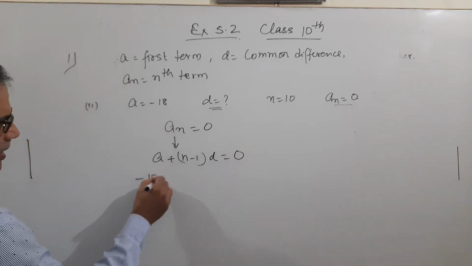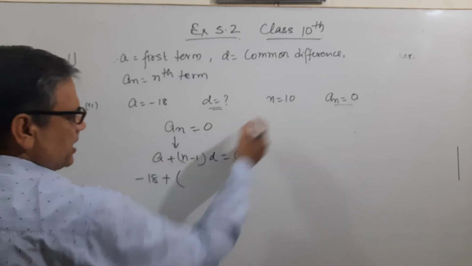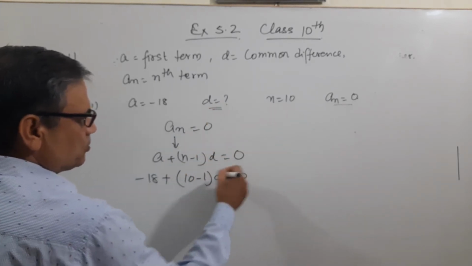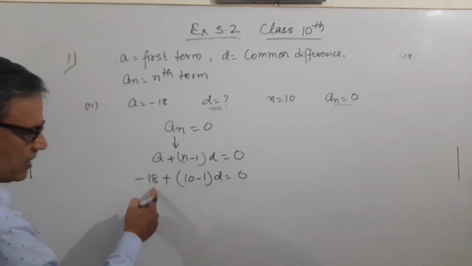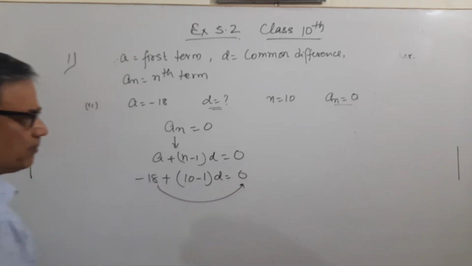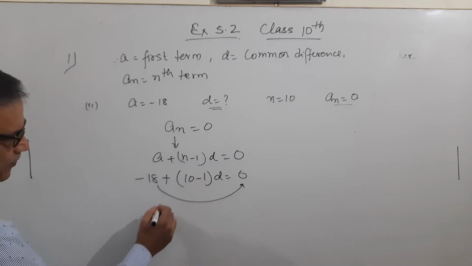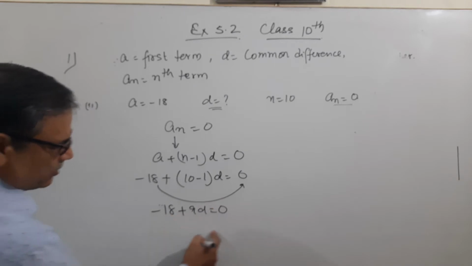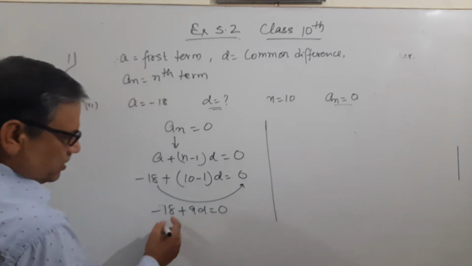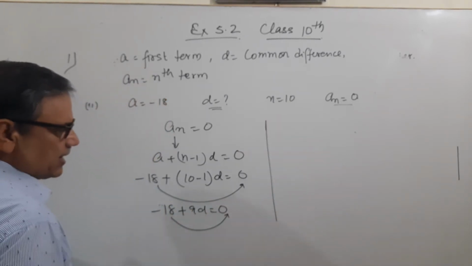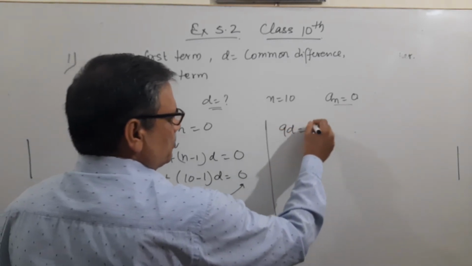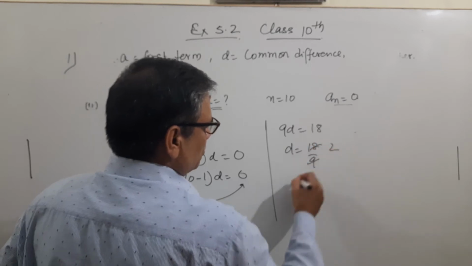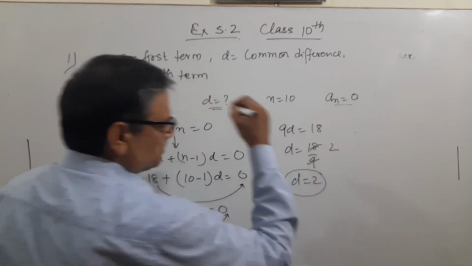A is minus 18, N is 10, minus 1 into D, where D is the question mark, equal to 0. So 10 minus 1 is 9, minus 18 plus 9D is equal to 0. The 18 is negative, so it transfers to the right-hand side as positive. That means 9D is equal to 18. So D is equal to 18 upon 9, which is equal to 2. So D is equal to 2.